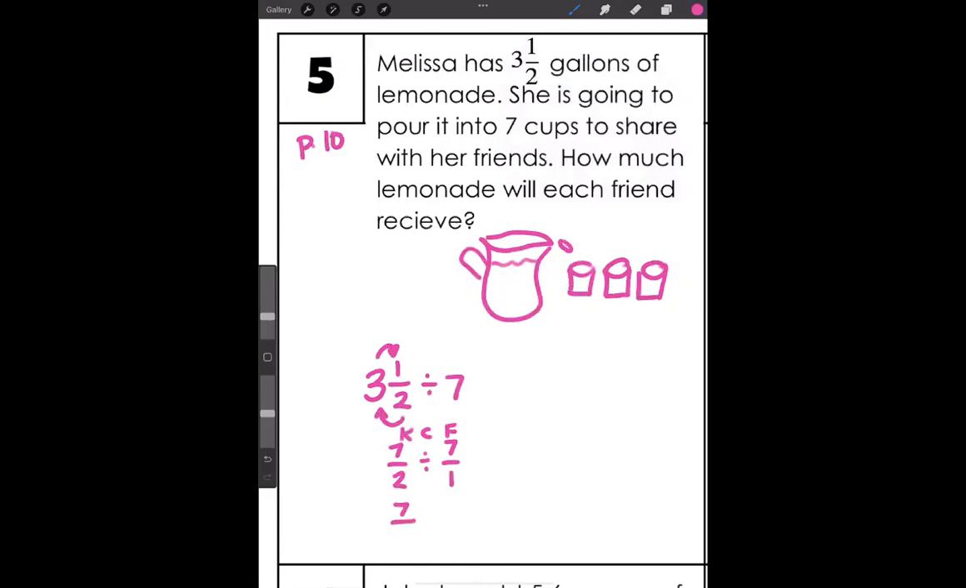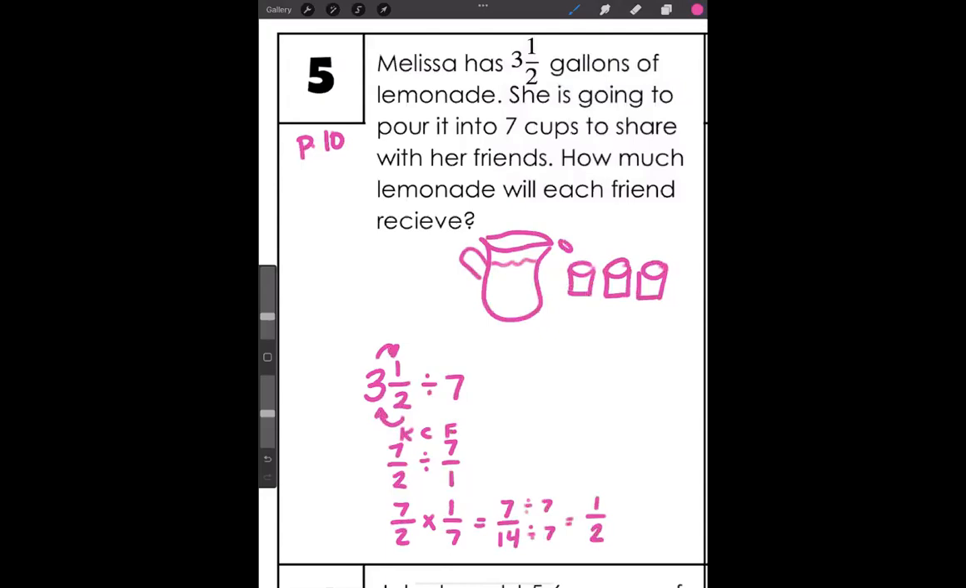So we keep this one, we change to multiplication, and we flip 7 over 1 to be 1 over 7. 7 times 1 is 7, and 7 times 2 is 14. But we're not going to leave it that way because we need to simplify. So 7 and 14 are both divisible by 7. 7 goes into 7 one time, and 7 goes into 14 two times.